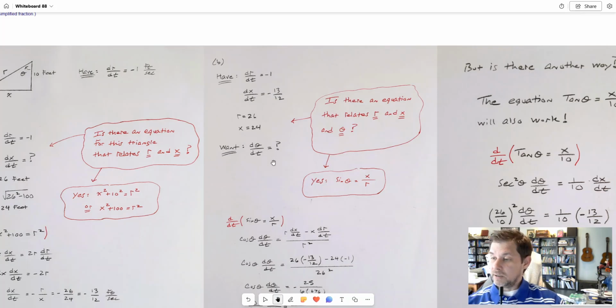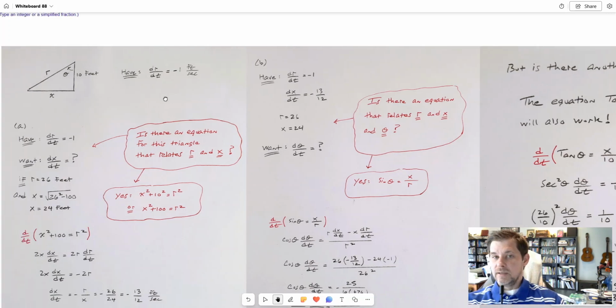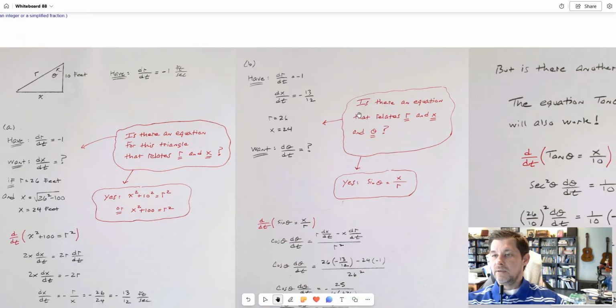So to decide my starting point, I ask myself the same question. Is there some equation that would be applicable to this triangle that relates the things I have to the thing that I want? So, is there an equation that would be true and applicable to that triangle that relates r and x and theta? If you can think of an equation that relates those things together, then that will work, okay? Now, the one I thought of for the purpose of this video was that sine theta is x over r.